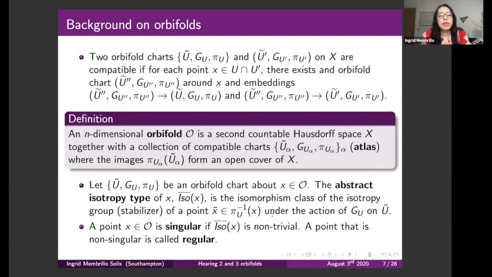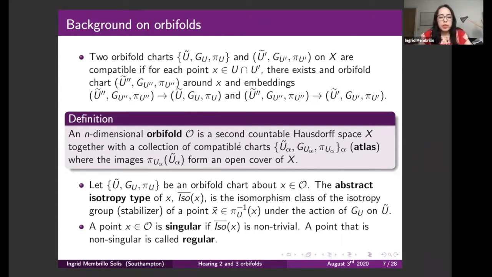Now, we will say that two charts are compatible if for each point x in the intersection of U and U', there exists an orbifold chart U'' around x, and embeddings from this chart U'' into each of these original orbifold charts. With this, we are now ready to define what an n-dimensional orbifold is. An n-dimensional orbifold is a second countable Hausdorff space X together with a collection of compatible charts, which is called an atlas, where the images form an open cover of X.